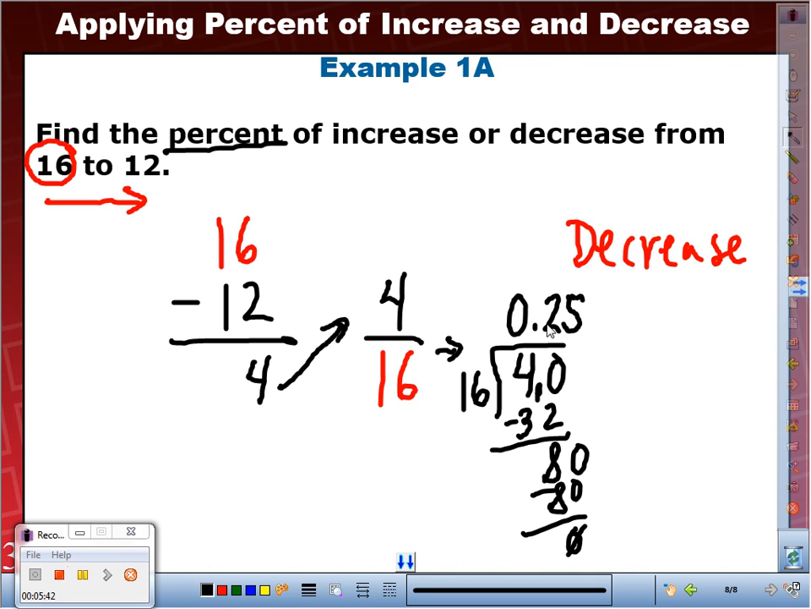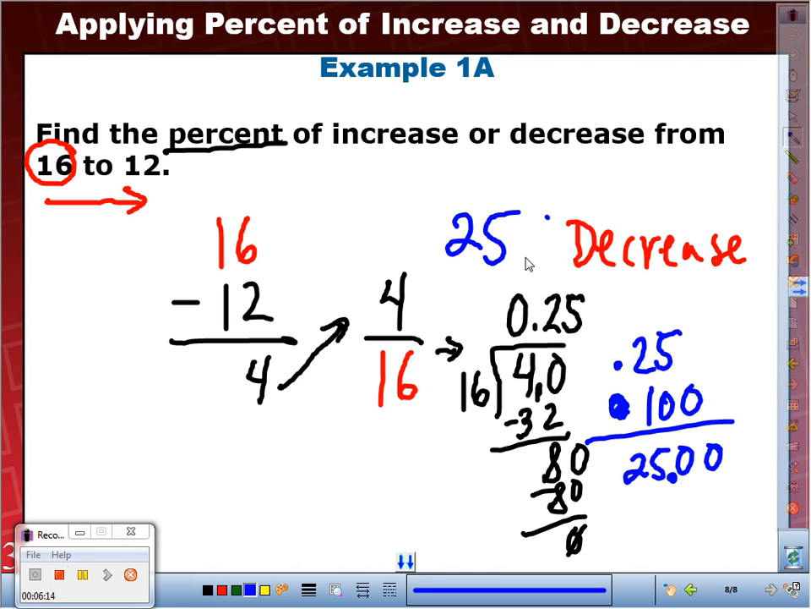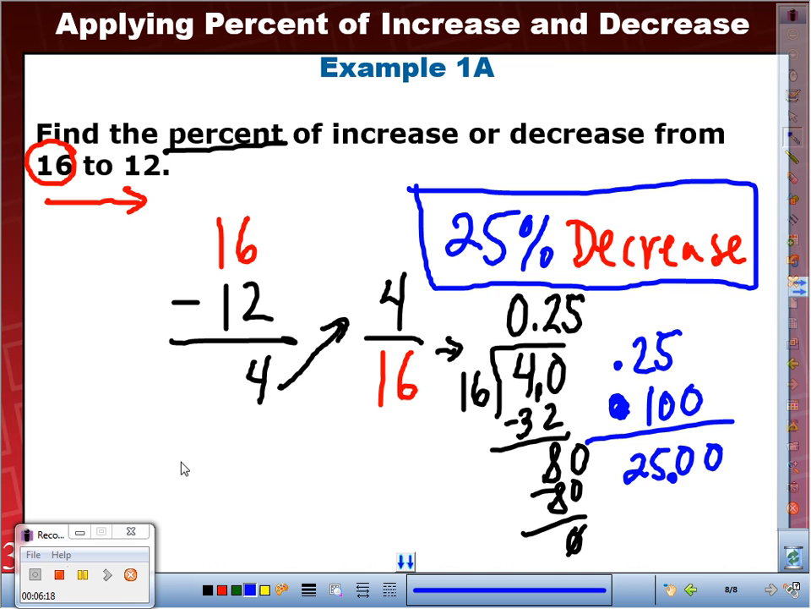How can we change this into a percent? Multiply it times 100. Remember that. So this is 0.25 times 100. How many decimal places? 2. So therefore, my percent decrease is 25%. Copy that, please.